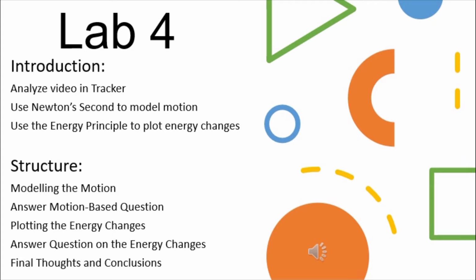This lab required use of both of our fundamental principles, Newton's second law and the energy principle. Modeling the motion required Newton's second law, and plotting the energy changes required the energy principle. Later, we will go into more detail on the use of these principles. This lab is important for its ability to connect a real-world example, such as the mass on a spring, to the energy principle, helping us relate concrete situations to an abstract principle that dictates how the world works.